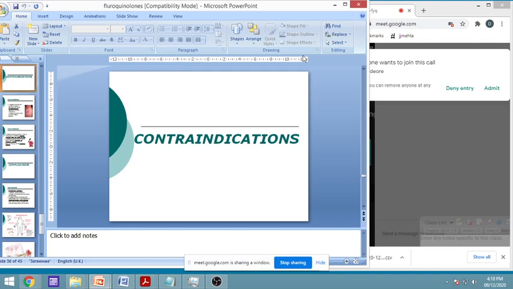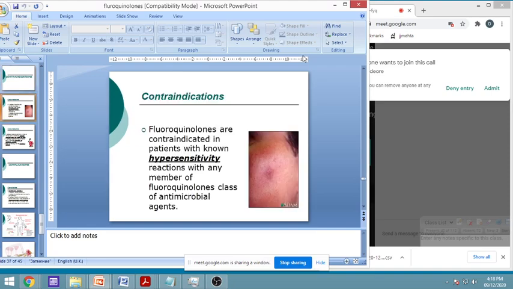Then contraindications. These fluoroquinolones should not be used in various conditions. They are contraindicated in patients who have a known hypersensitivity reaction with any member of the fluoroquinolone class of antimicrobial agents. So if it is one, then cross hypersensitivity can occur, and then it can affect the patient.